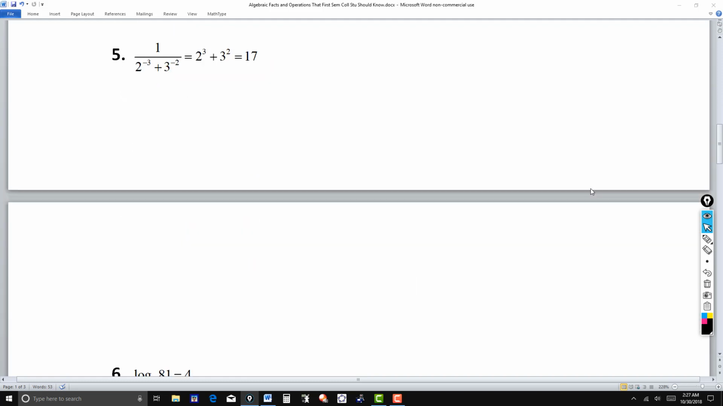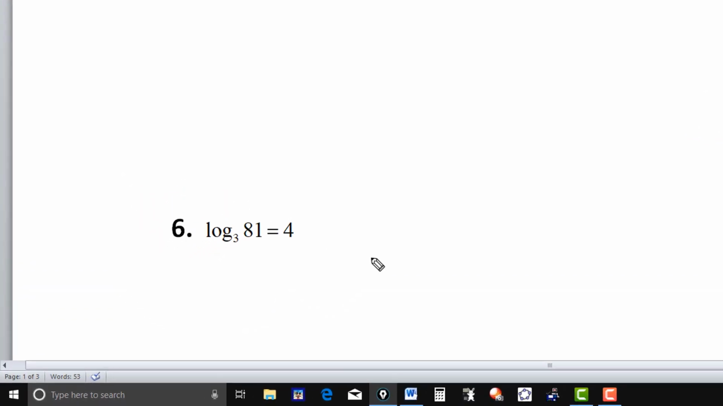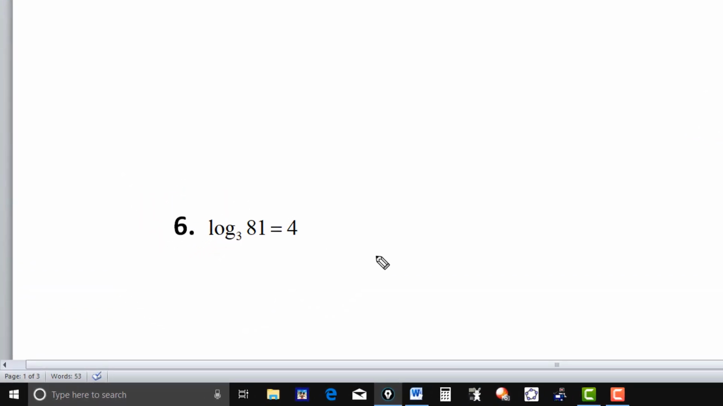Next one, is this one true or false? It says the logarithm of 81 to base 3 is the same thing as 4. So the logarithm of 81 to base 3 is 4. True or false? This one is true.